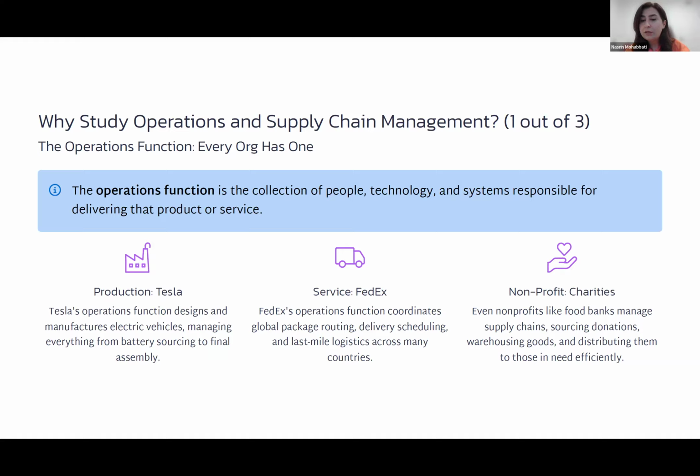For example, charities. They want to gather different kinds of opportunities, such as donations, food, or other things, and then distribute them to those in need. So they have to follow some operations, and they have a supply chain to work around delivering to their final users.